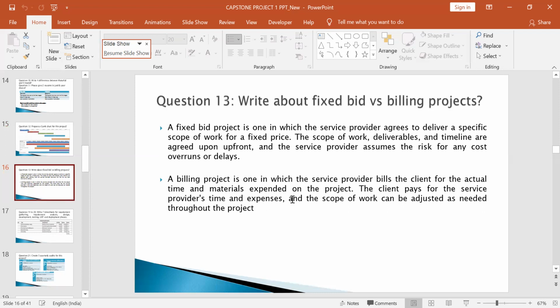And the next, a billing project is one in which the service provider bills the client for the actual time and material expended on the project. You have to give what a fixed bid and a billing project are in a generic way. For this question, you can give a generic answer: what is a fixed bid project and what is a billing project.